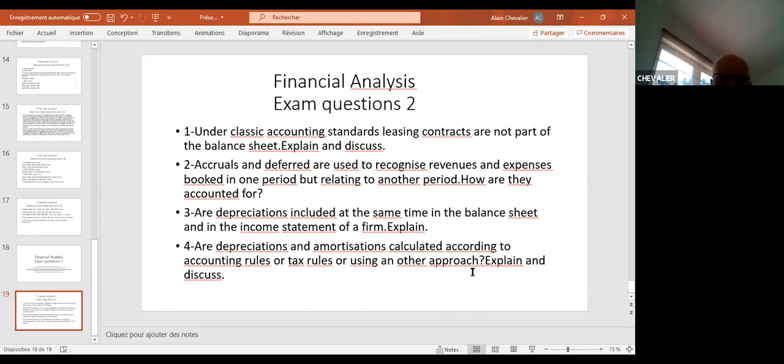Question 2 is quite easy to understand, even if the words are non-understandable for non-accountants. The question is, accruals and deferred are used to recognize revenues and expenses booked in one period but relating to another period. Are they accounted for? Okay.